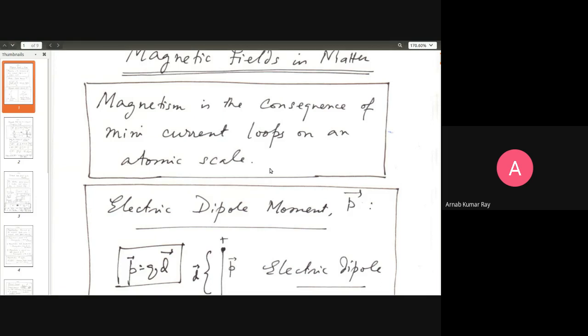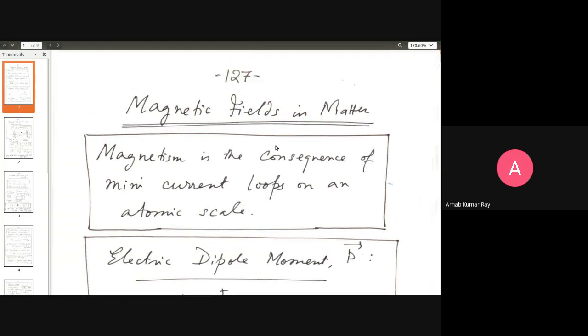So from that, you'll also get magnetism. Nature doesn't have to give you two sources at the same time if one is enough to produce the two vector fields, electricity and magnetism. So that is what we have. So magnetism is a consequence of many current loops on an atomic scale.